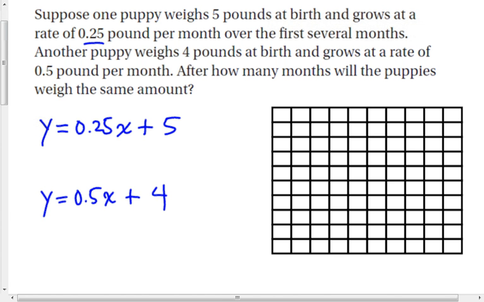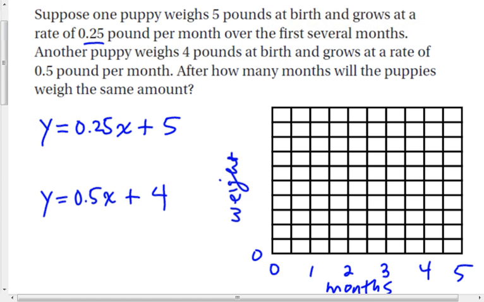Okay, and now when I graph this, I'm just going to use first quadrant points. So let's just go by, I don't know, half months. That should be good. And then the weight, we can just go by ones on our weight here. So this is the weight, and this is the months.